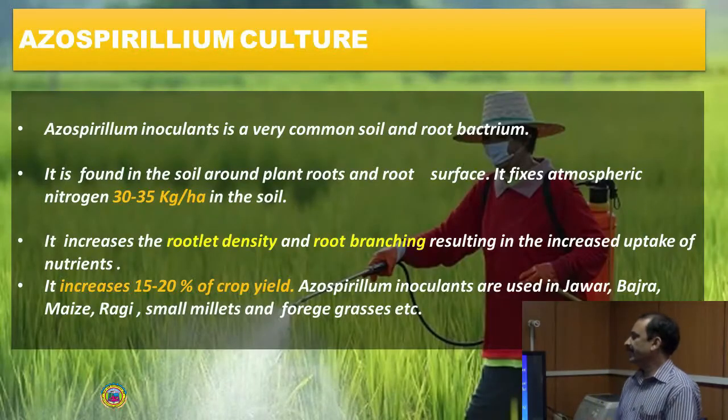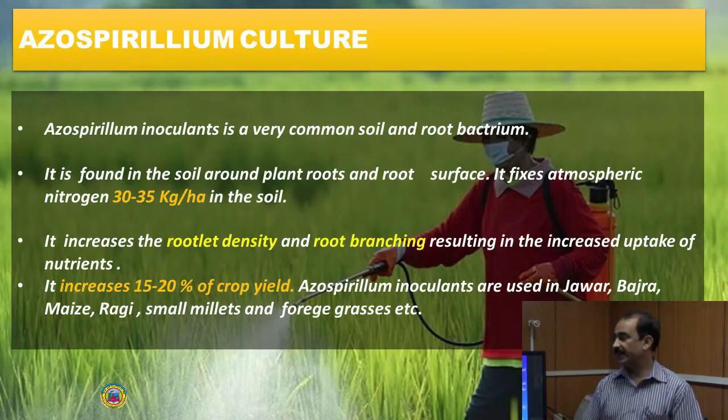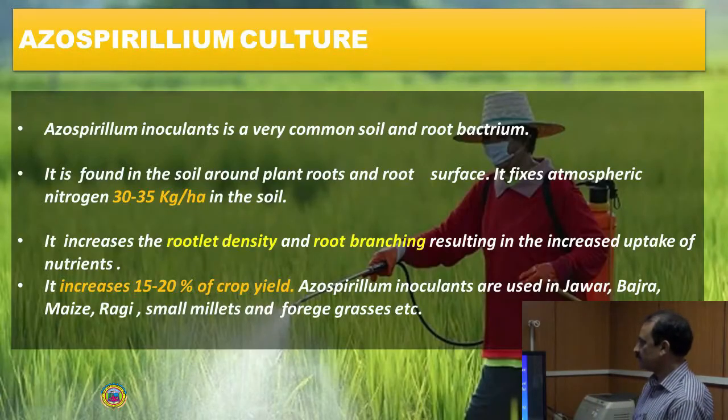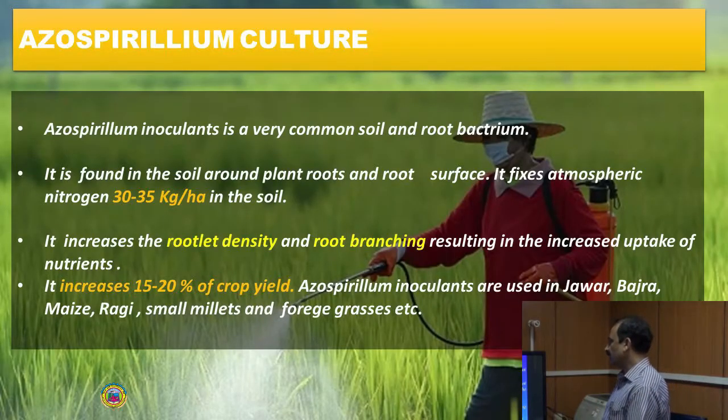Then come to the Azospirillum culture. Next microbial inoculant is Azospirillum culture. It is a very common soil and root bacterium. It is found in the soil around plant roots and on the root surface, and it works free, not like a Rhizobium culture. Rhizobium culture works with a symbiotic relation.